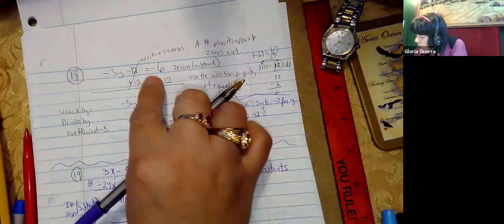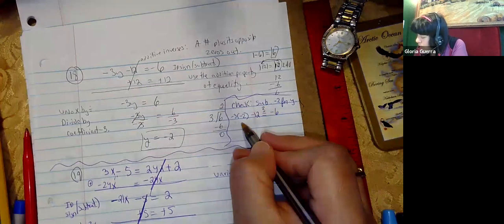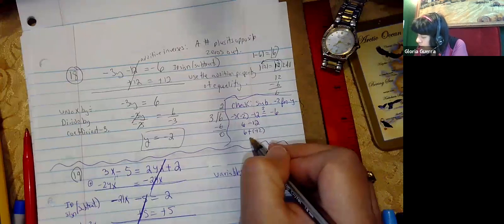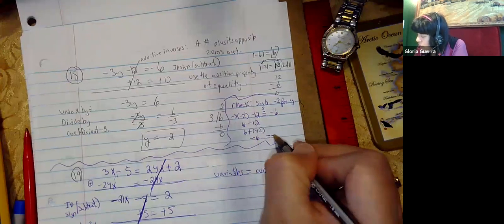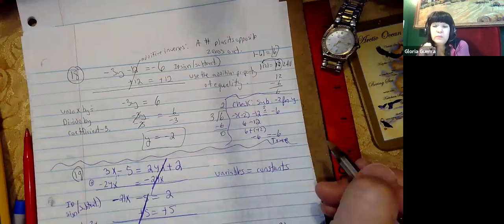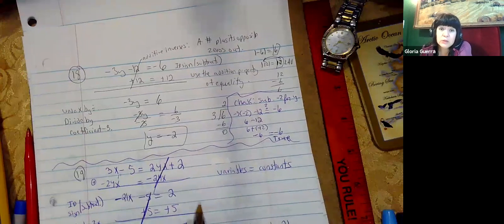Does that equal -6? So -6 minus 12, that's -6 plus negative 12, which is a negative 18. Yeah, so negative 6 does equal negative 6, so that's true. So if it's true, that means it's a solution. If it's false, that means it's not a solution. So that means we did this right.